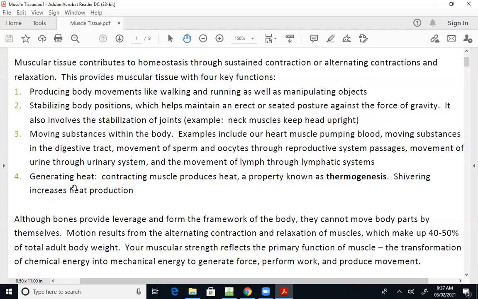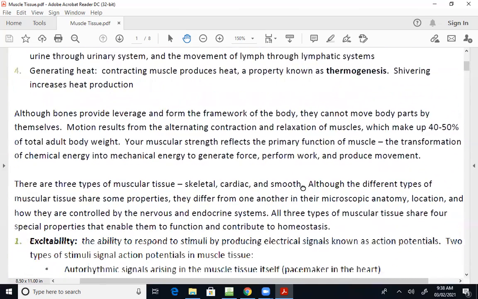The fourth function listed here, the generation of heat, really relates to all three because they're all three going to produce heat. But we have so much more skeletal muscle that it's more important in this function. And that's because of the chemical reactions that take place inside our muscles when they contract. This property is known as thermogenesis, which literally translates to mean heat producing or heat formation. Thermo means heat, genesis means to create. And this is what we do on cold days when we shiver to increase our heat production. We can promote increases in body temperature when our body temperature starts to drop.